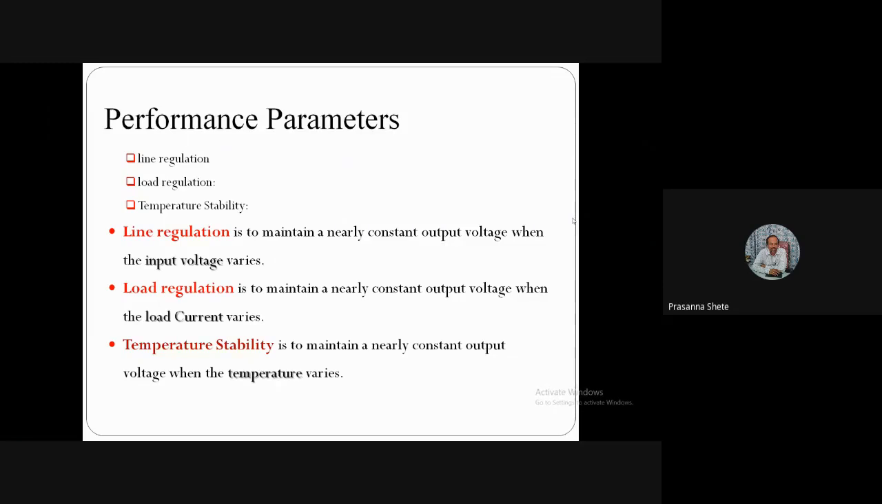Similarly, we have second performance parameter as load regulation, which is to maintain output voltage constant when load current varies, keeping input voltage and temperature constant. Similarly, we have third performance parameter as temperature stability, in order to maintain output voltage constant when the temperature varies, keeping input voltage and load current constant. So these three parameters are very important when we talk about DC power supply in our unit.